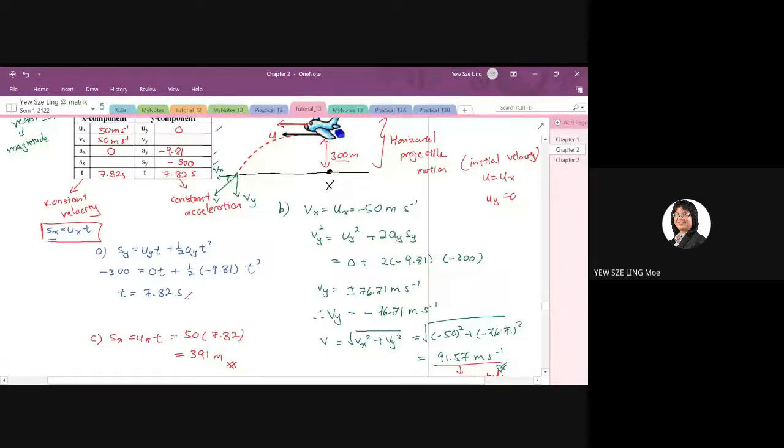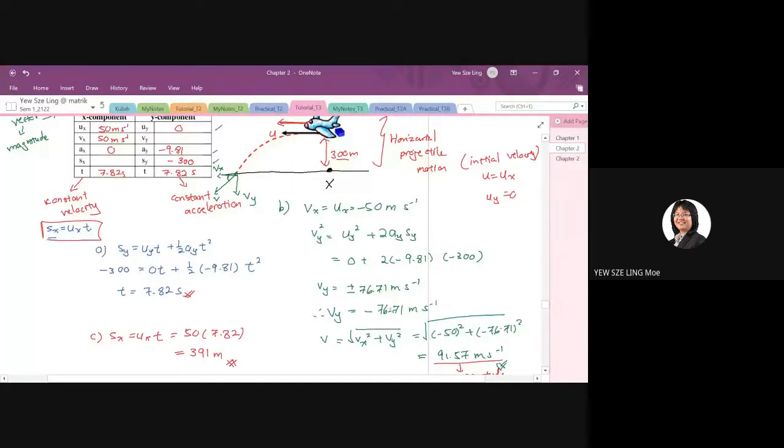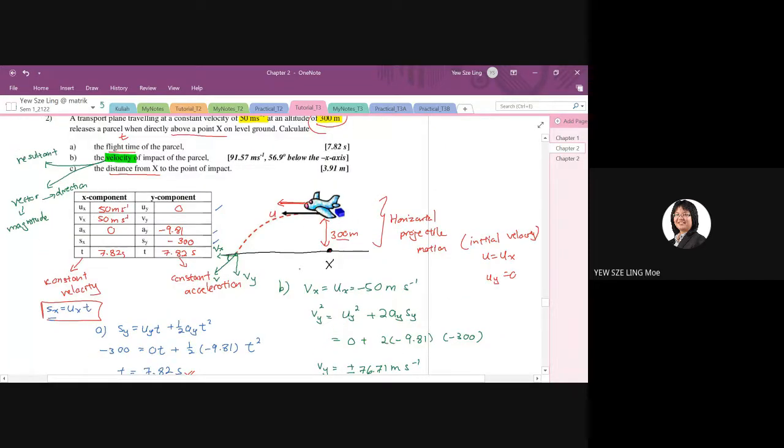All right, so we have done 3 questions. The question that I want you to take note of is question B. Let's go back to question B. It says to calculate the speed of impact of the parcel. Speed is a scalar quantity, so you don't have to find the direction. For the earlier question, I know direction is a must, because of the term velocity.